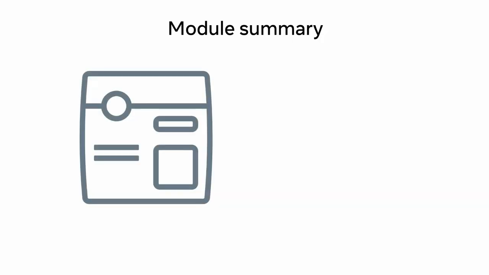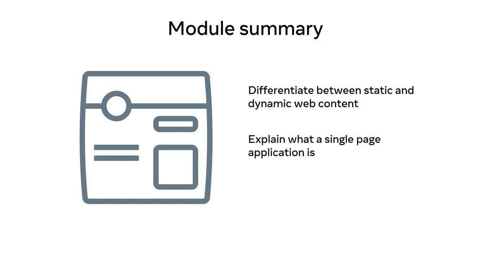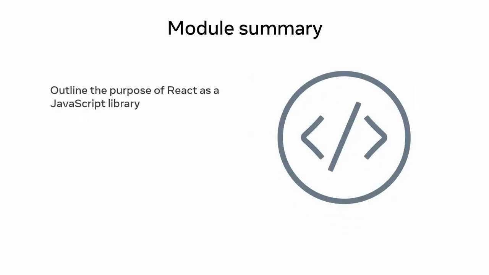The next lesson that you encountered was an introduction to React, the JavaScript library used by web developers for building user interfaces. By completing this lesson, you can now differentiate between static and dynamic web content and list examples of how each work. Explain what a single page application is, how it works, and how it differs from traditional web applications. Outline the purpose of React as a JavaScript library.